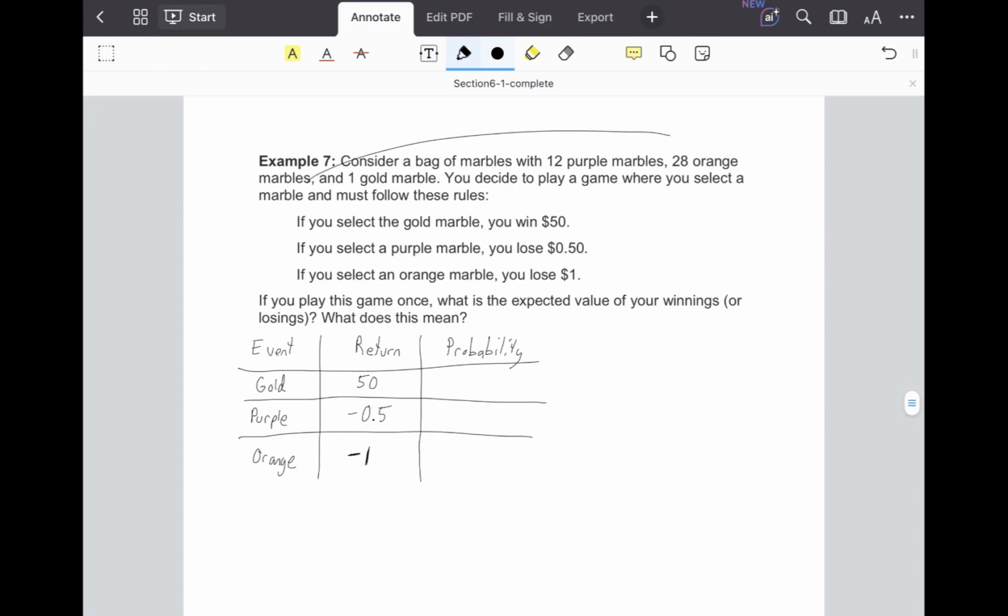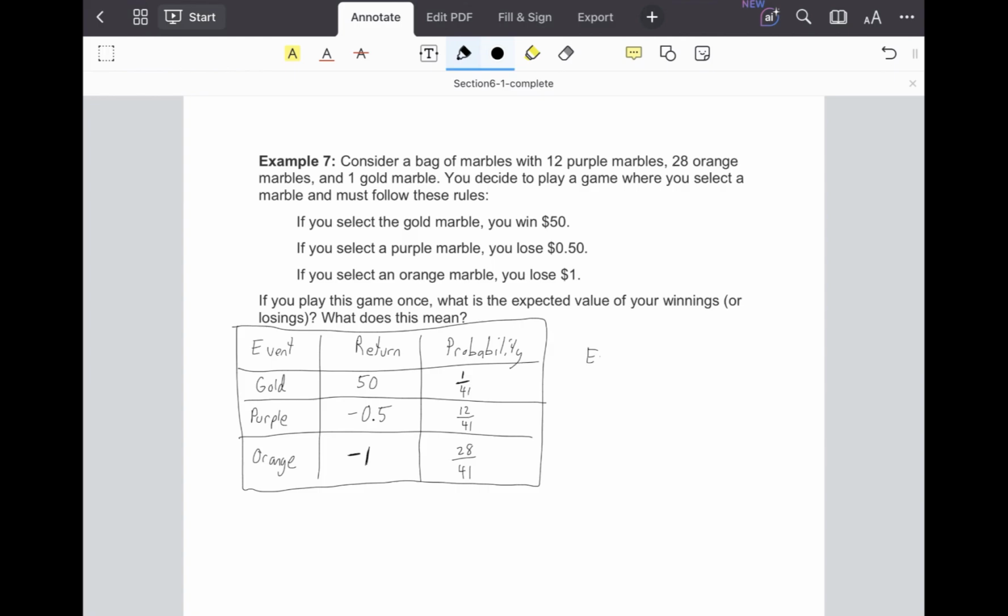There's a total of 41 marbles. You add those together, gives us 41. So the probability for this one is 1 out of 41. Probability for the purple one is 12 out of 41. And the probability for the orange ones is 28 out of 41. Okay, so here we have our table.